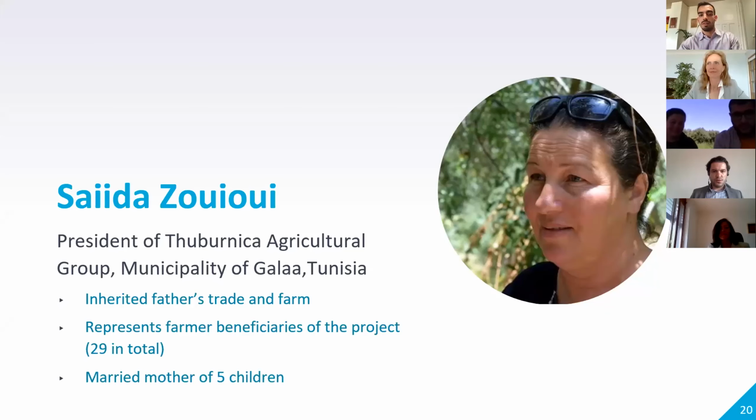Saiida lives in the municipality of Gala. Agriculture and farming has been practiced by her family for many years, and she inherited from her father's trade. As part of the ILO Employment Intensive Investment Program, which was launched in her community, Saiida is a major representative of the 29 farmers which benefit from the project.